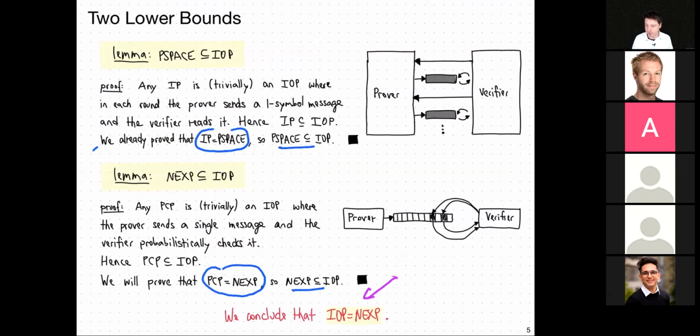Why is it that in the IP you only send one symbol? Excuse me? In the lower bound with PSPACE, you said each round the prover sends one symbol. Why couldn't they send like 3 symbols? But you will anyways read all of them, so you might as well think about it as a symbol over a larger alphabet.